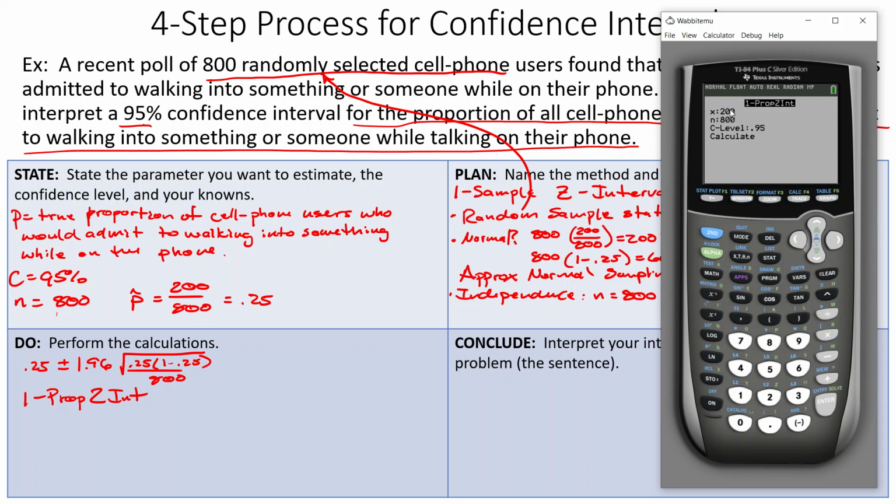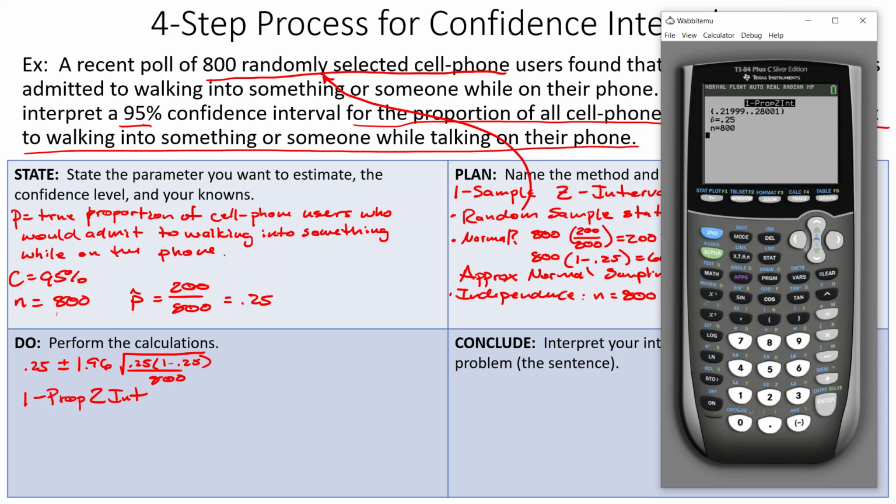So we're going to put in the numbers. We've got 200 for x. We've got 800 for our sample size. 200 were the ones that said yes. That's what we're looking for. Our confidence level is 95%, so we put 0.95, not 95. It's a decimal. And we press calculate. And then we write down what it gives us.